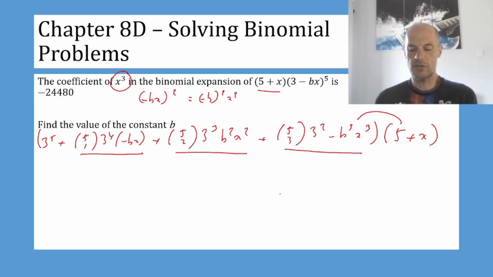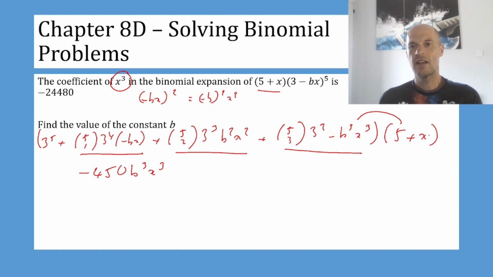So 5 choose 3 is 10 times 3 squared, multiplied by the 5 from that other bracket. That is 450 times minus b cubed. So I'm going to write minus 450 b cubed x cubed. Okay, so I can't say that this is minus 24480 because I've not multiplied all of this stuff by the x yet.